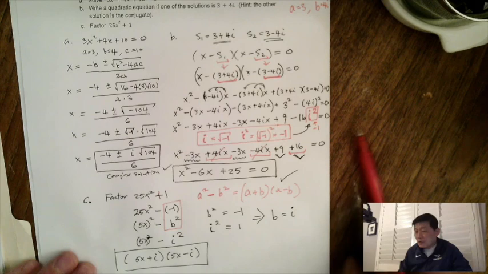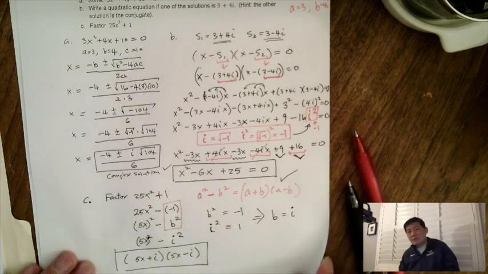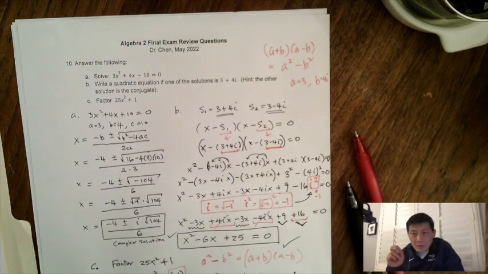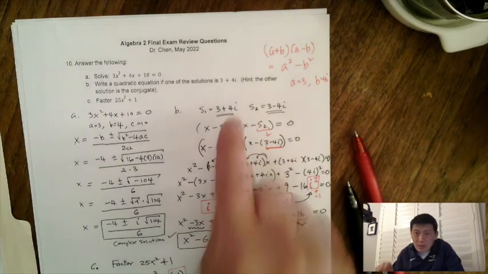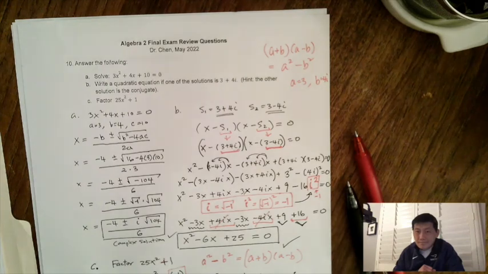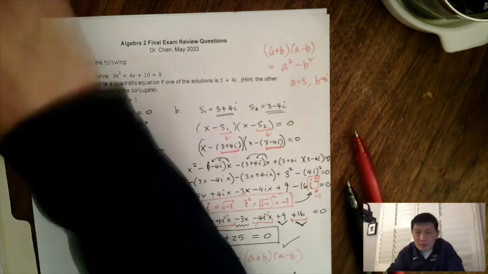So here you go. You have one problem that is dealing with imaginary numbers and complex numbers, but in the context of solving a quadratic equation or having a complex number as a solution, and then you had to go backward to find that quadratic equation. Alright, I'll see you in the next video on the next problem.